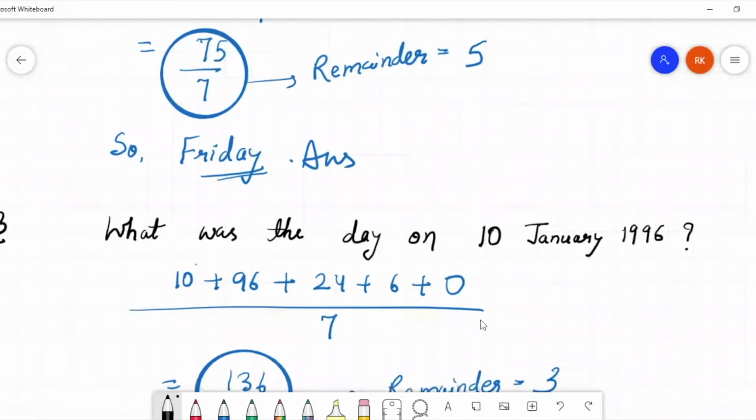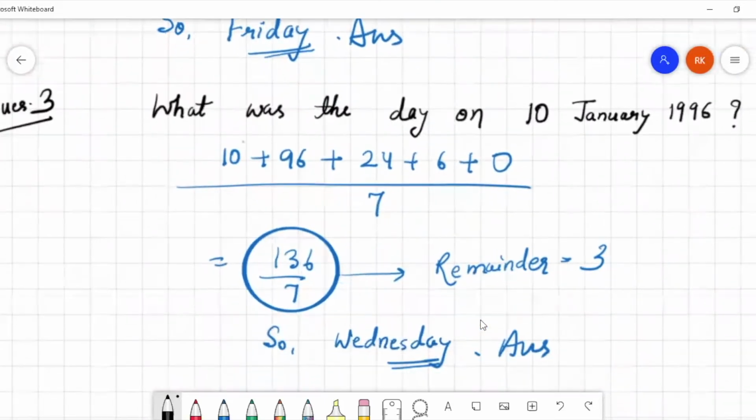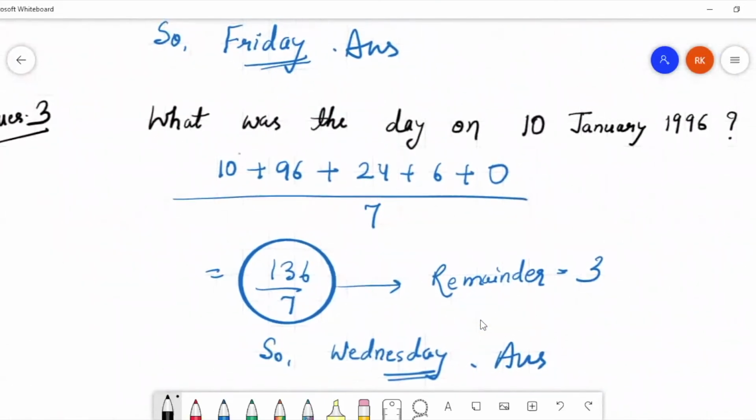Okay. So last question of this video. Here we will be taking an example of leap year. All types of examples I have taken. Okay. So we have to find the day on 10th Jan 1996. So the date given here is 10. Year given is 1996. So the last 2 digits is 96. So we are writing 96 in the place of year.